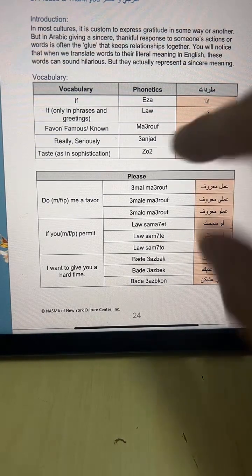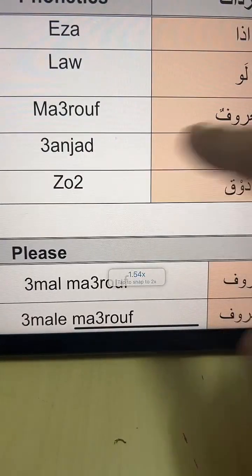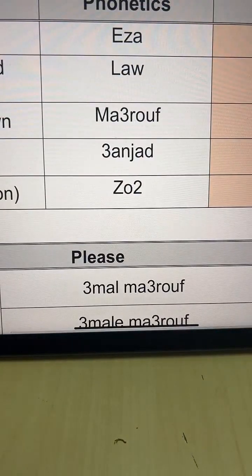And anjad, it means really, but we use it a lot sarcastically. Is Lebanon Lebanon or Lebanon? It's Lebanon, or Lebanon, or Lebanon, depends on where you're from. You could say Lebanon if you're talking formally. If you're speaking Standard Arabic, you say Lebanon.